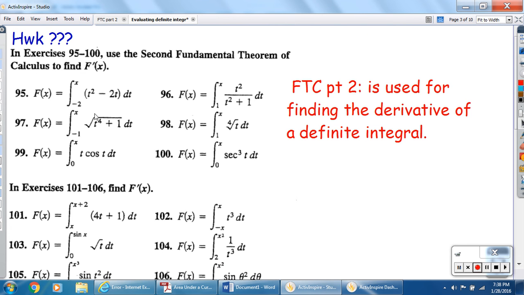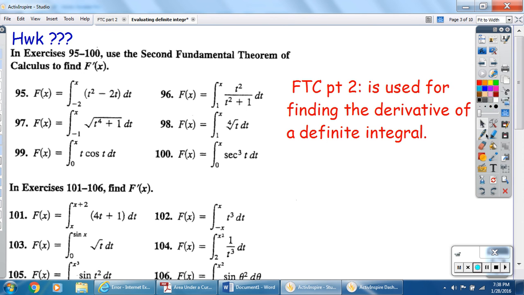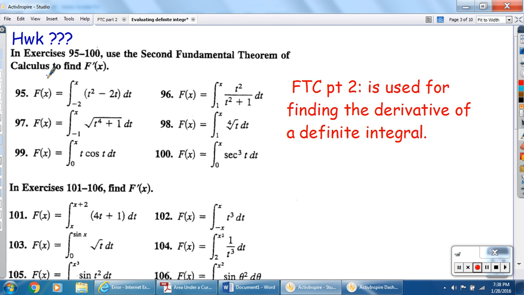So for example, if you take a look, for example, at number 95. In number 95, and in all of these, f of x is a definite integral. In this case, the lower bound is -2 and the upper bound is x, and what they're asking us to find in the directions is the first derivative. So we're taking the derivative of a definite integral.